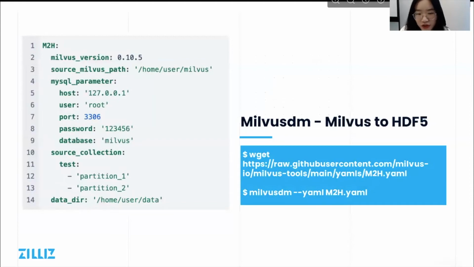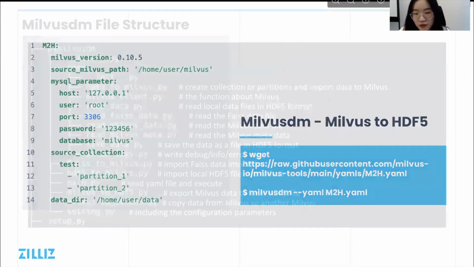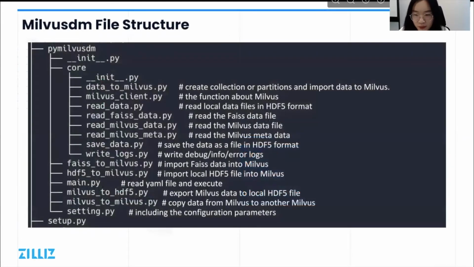The last function is to export data from Milvus and store it locally as a file in HDF5 file format. The data dir indicates the directory where the data is stored. In summary, Milvusdm accomplishes the above four features, all of which are simple.